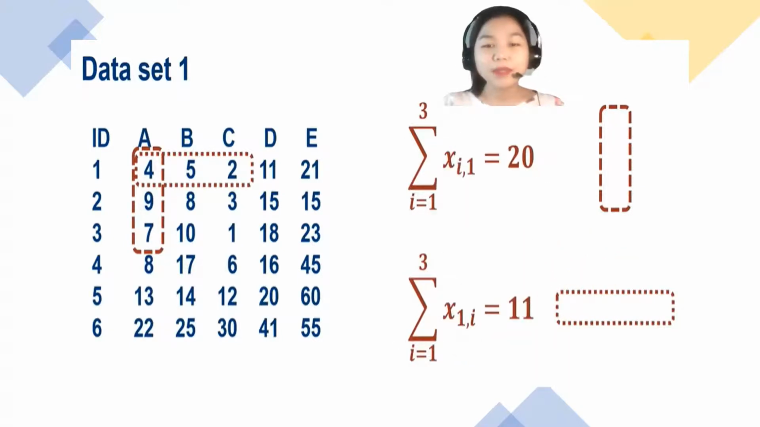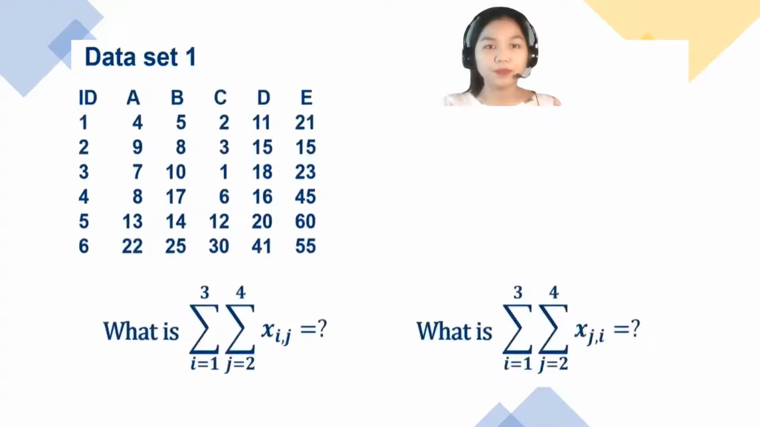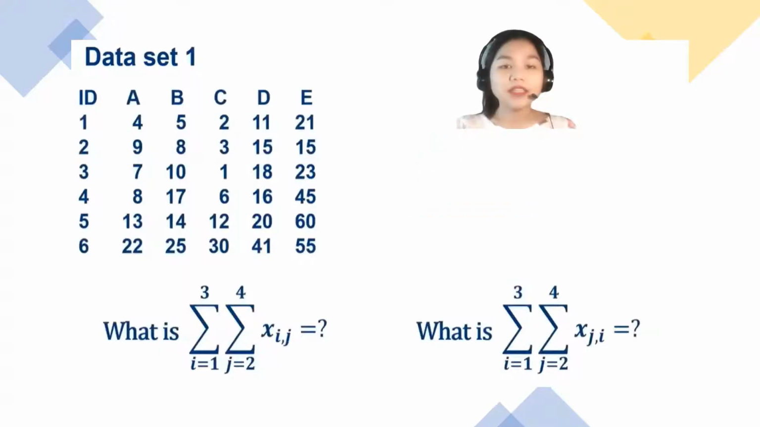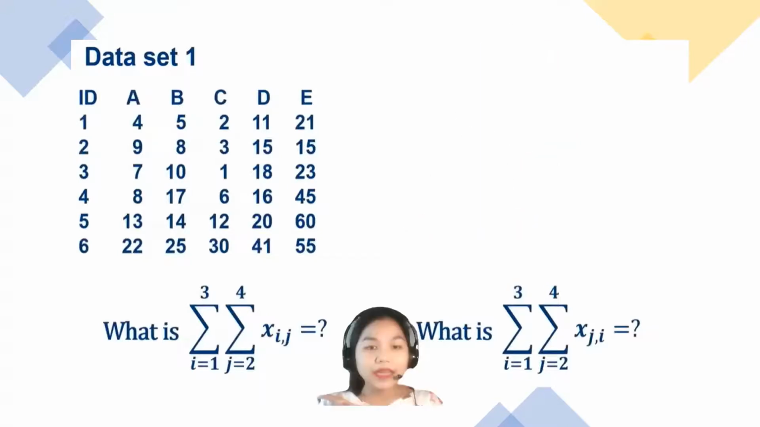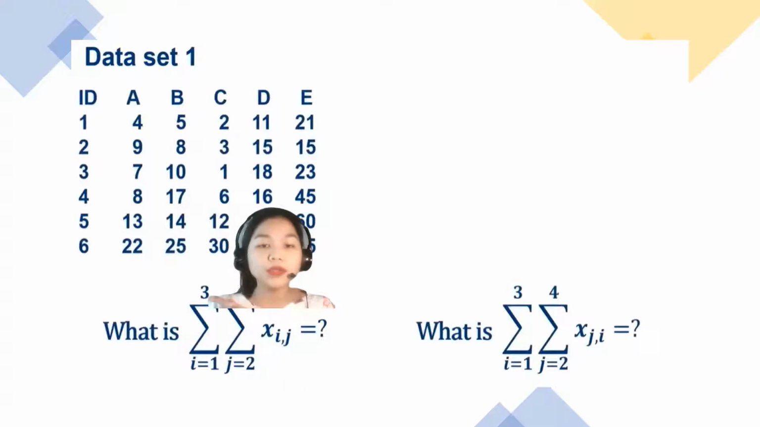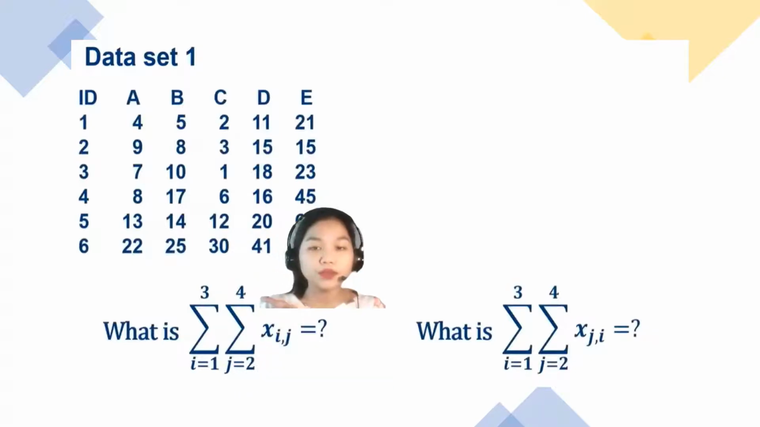So, I hope po na mas naintindihan natin yung kaibahan. Pagka i po yung ginamit natin sa row at saka pagka j naman po yung ginamit natin for the column. So, wag po sana tayong malito. So, another example is this. Given the same data set, we are going to find the summation of xij as i goes from 1 to 3 and j goes from 2 to 4.